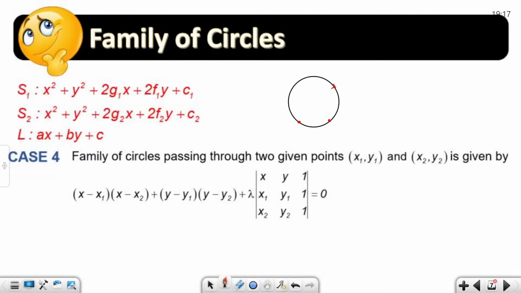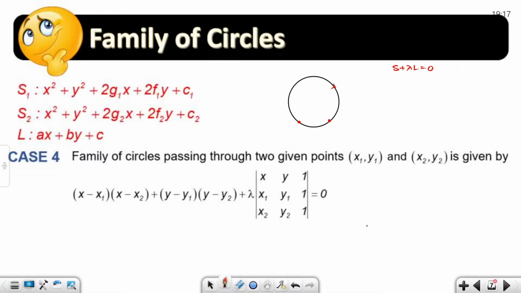So what to do in this case? Because we know, as I told you, I have to remember only one thing, that I have to find out the point of intersection between a circle and a line. If I know the point of intersection of a circle and a line, we can find out the family of circles right from there by simply doing S plus lambda L equals 0. Am I correct? That's exactly what I'm going to do here.